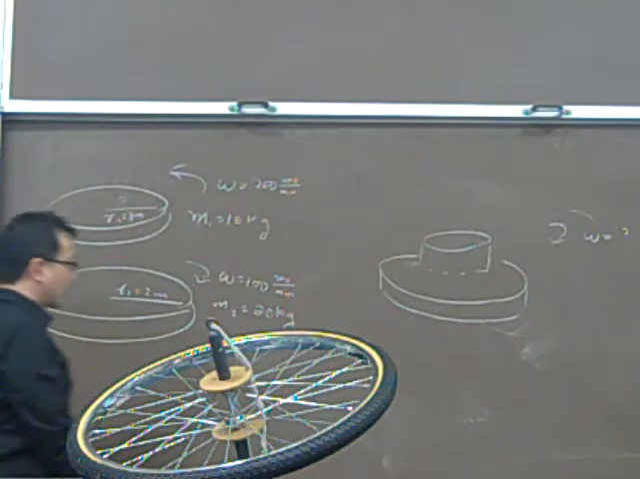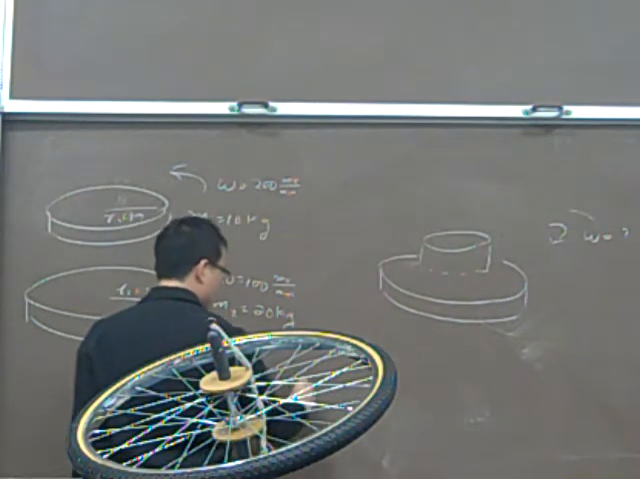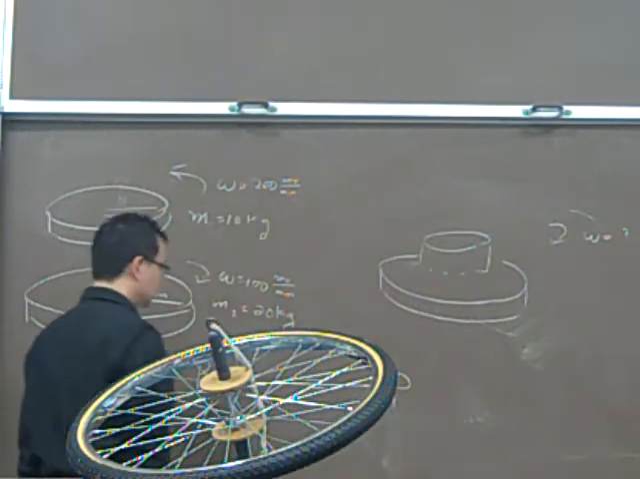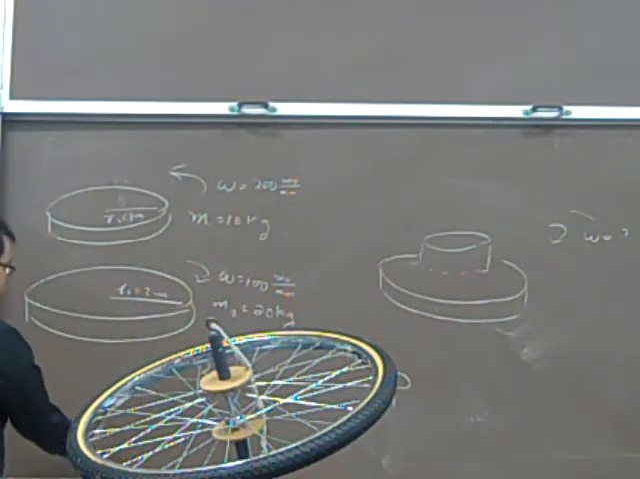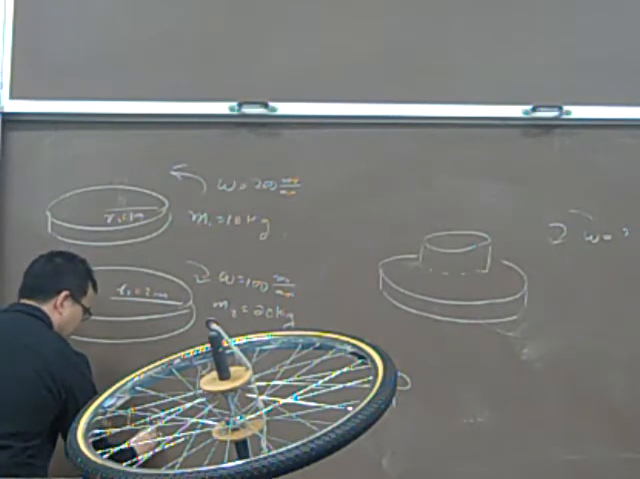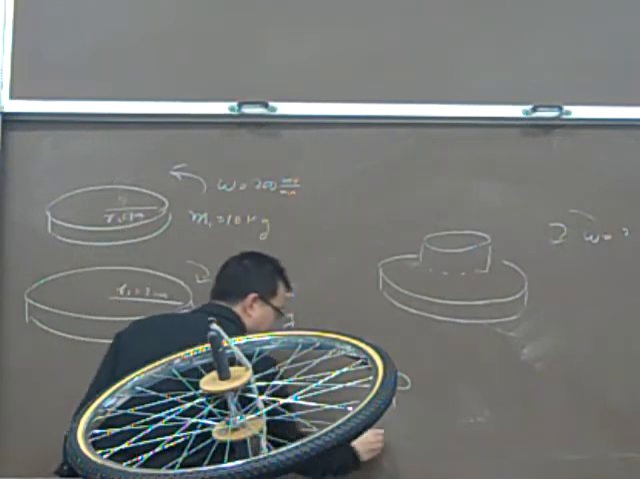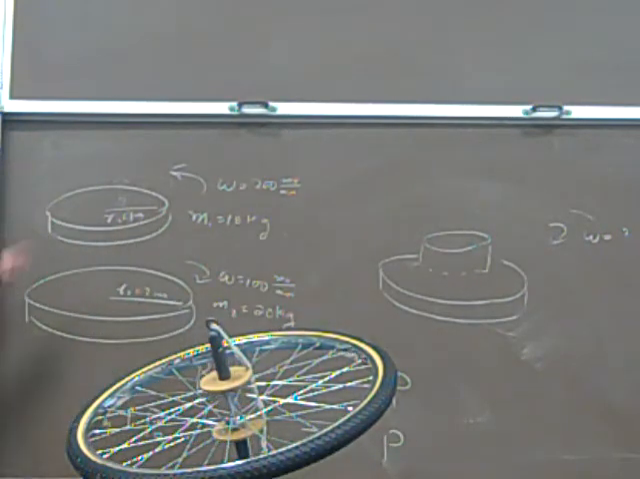So basically P naught should equal P final, and P naught should be P1 plus P2. So P naught 1 plus P2 equals P final. We have two objects.